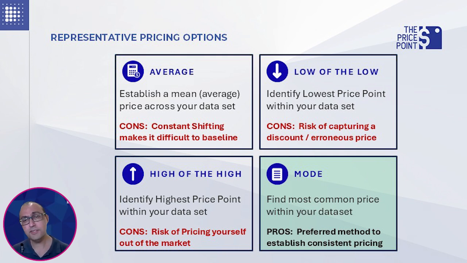Next, the lowest price in the data set, otherwise known as the low of the low. So essentially, you're going to take all those 10 stores and those 10 prices, and whatever the lowest price is, that's what your anchor price is going to be. Now, this method ensures you're tracking the most aggressive competitor pricing, but there's a catch.